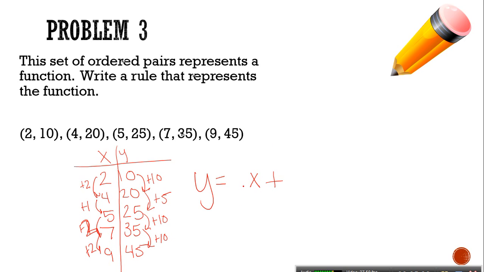Now, my m is always going to be the difference of my y's over the difference of my x's. So that's going to be 10 over 2. If you remember, to find our b, we need to find what 0 is on our x. So I'm going to go down 2, right? That is going to give me 10 away. So I'm going to have a 0 for my answer. So I get y equals 5x for my answer.